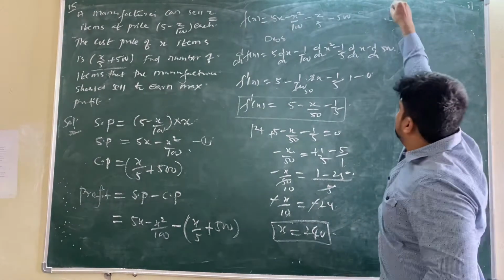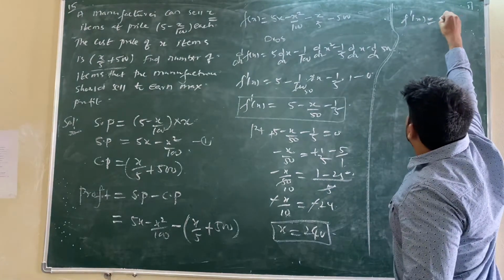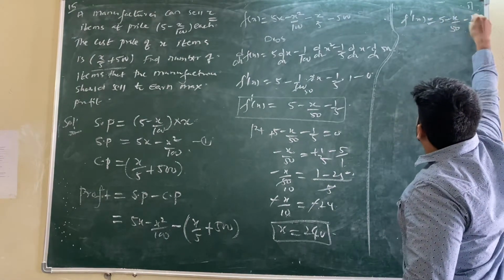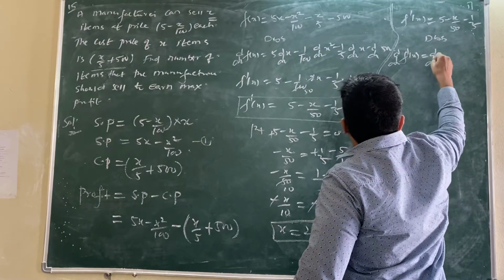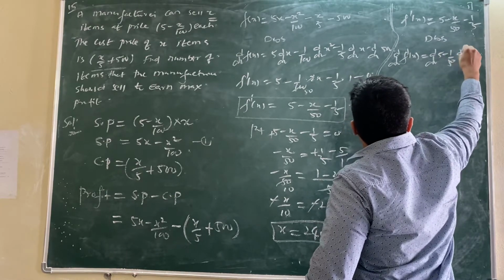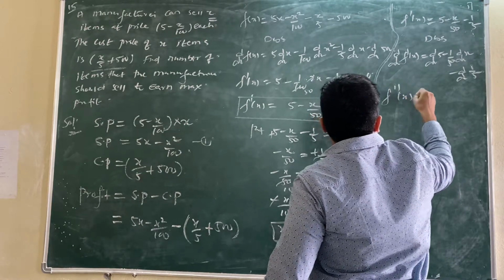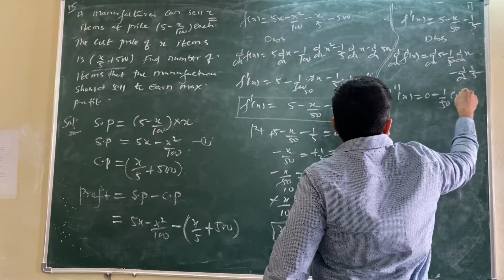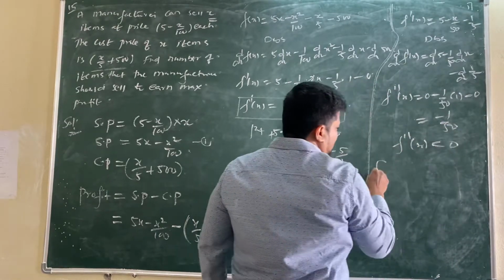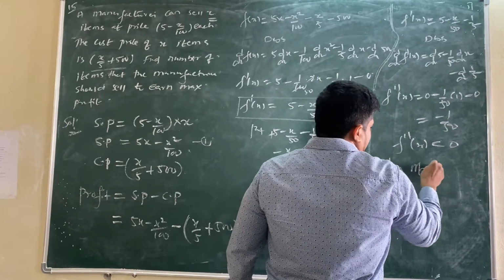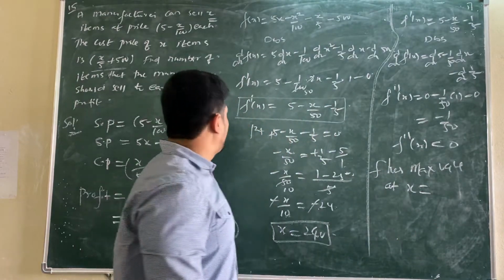Yes, we'll take f dash of x now, 5 minus x by 50 minus 1 by 5, differentiating both sides. d by dx of x, 1 by 50 outside, d by dx of x, minus d by dx of 1 by 5. F double dash of x equals to 0 minus 1 by 50 into 1 minus 0, which is minus 1 by 50. F double dash of x is less than 0. F has maximum value at x equals to 240.